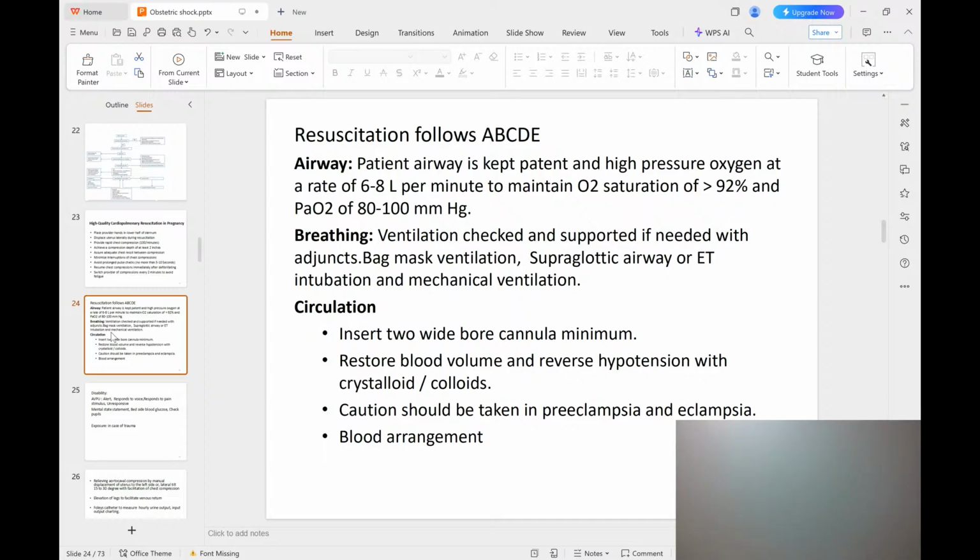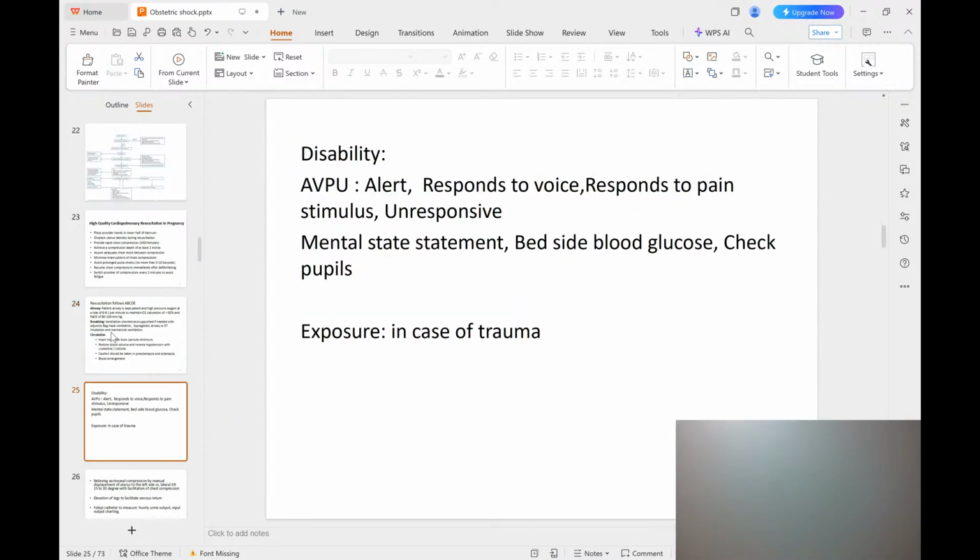And for circulation, via two wide bore cannulas, blood volume restoration to reverse hypotension, and caution should be taken in preeclampsia and eclampsia, and blood arrangement should be done. For disability, we do a short estimation with AVPU, that is alert, response to voice, response to pain or unconscious, and mental state, bedside blood glucose and pupils should be checked, and exposure should be done in case of trauma.